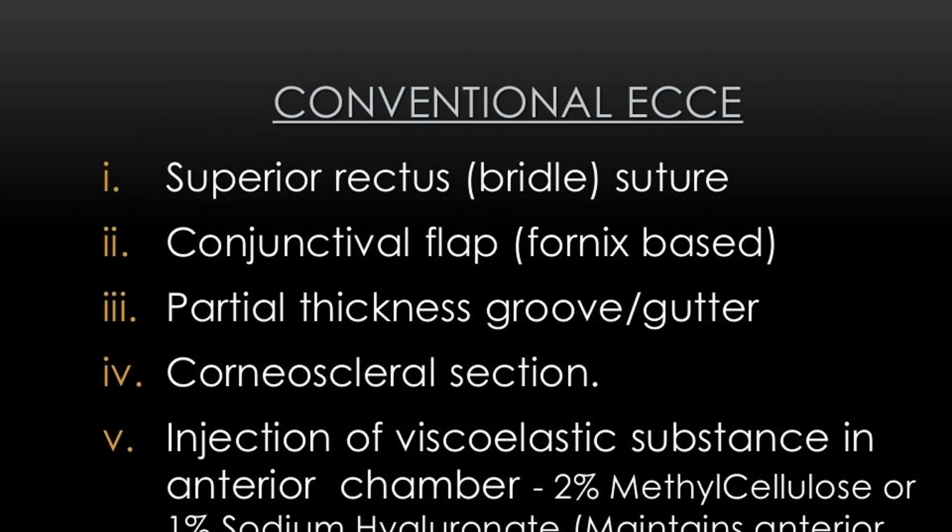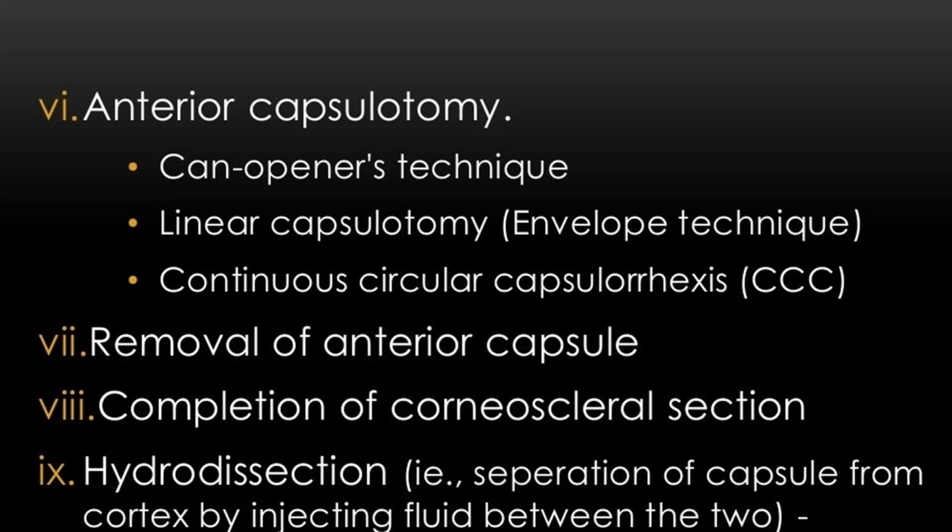See, what are the steps of the surgery? The superior rectus bridle suture is applied. Conjunctival flap is made, which is a fornix-based flap. Partial thickness groove or a gutter is made. Then corneoscleral section. Injection of a viscoelastic substance in the anterior chamber, which is about 2% methyl cellulose or 1% sodium hyaluronate.